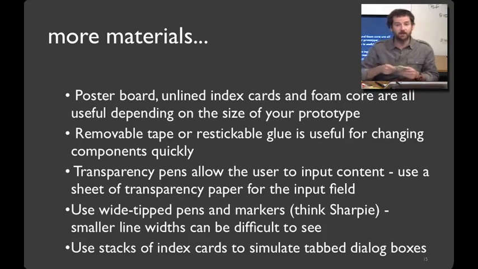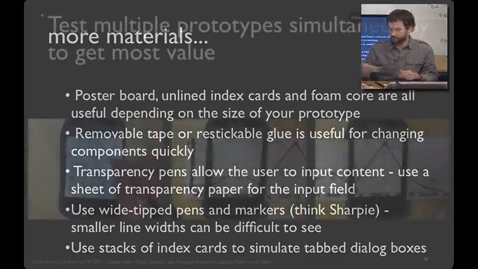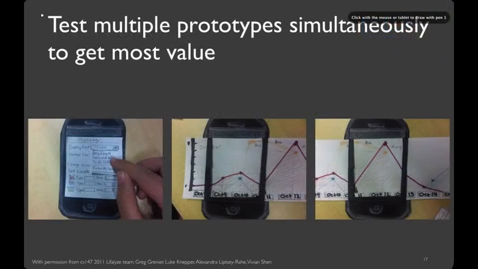And you can have a stack of either post-it notes or index cards to show the tab panes of a user interface. So the different layers can be on sheets beneath. Here you can see a wonderful widget from the Lifelise team where they've created a sliding window inside a mobile phone mockup as a way of conveying how something would change over time and in response to user input.